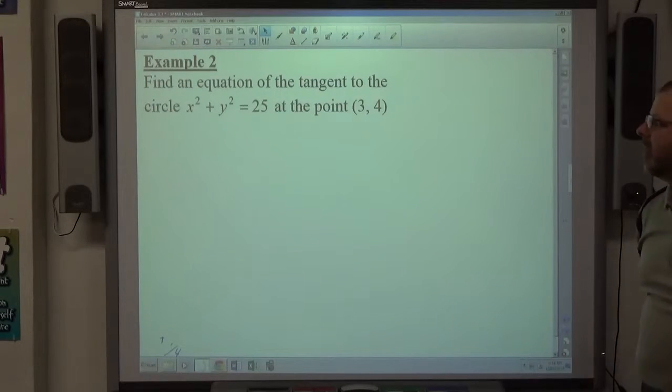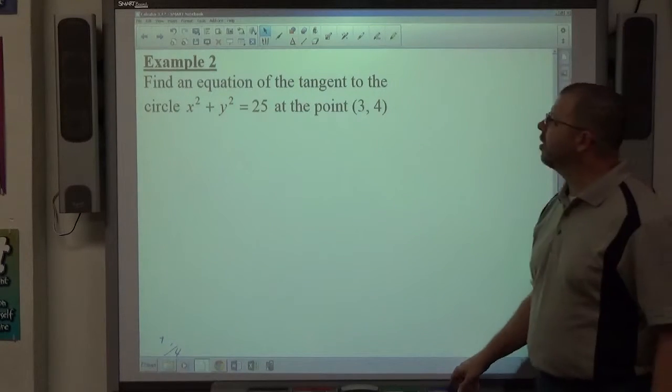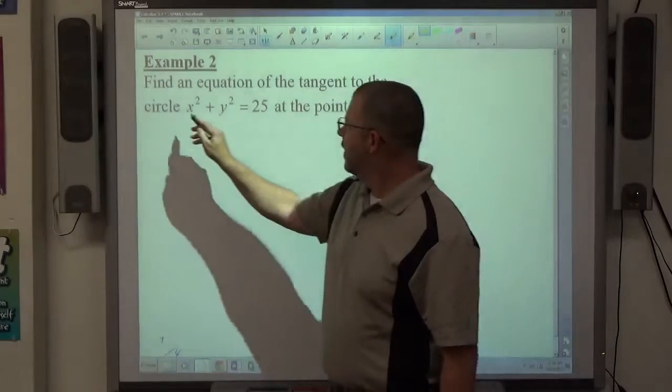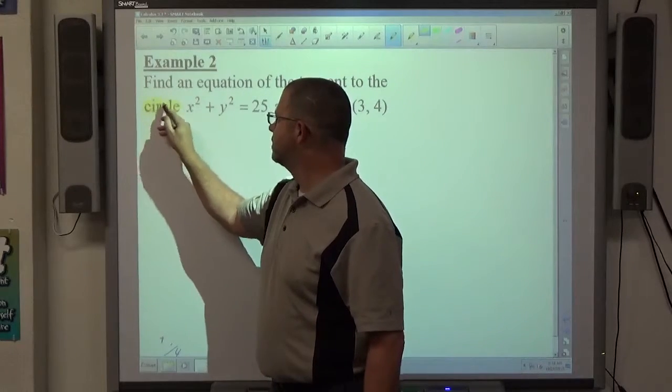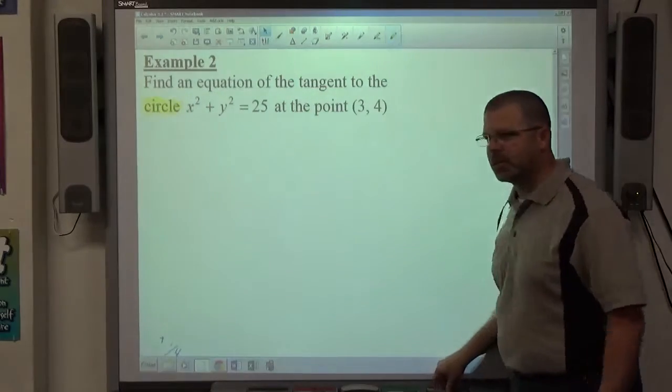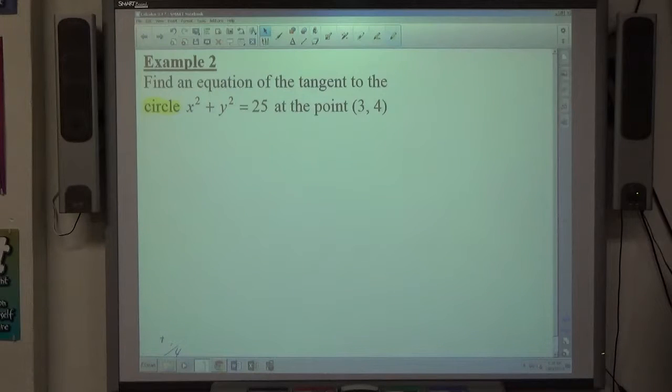Example 2 says: find an equation of the tangent line of the circle x squared plus y squared equals 25 at the point (3, 4). First off, let's go back to geometry and trig real quick. It tells us this is a circle. How do we know this is a circle based on its structure? Anybody remember?